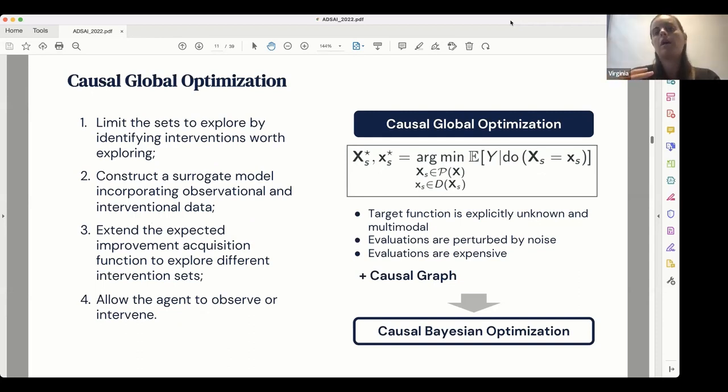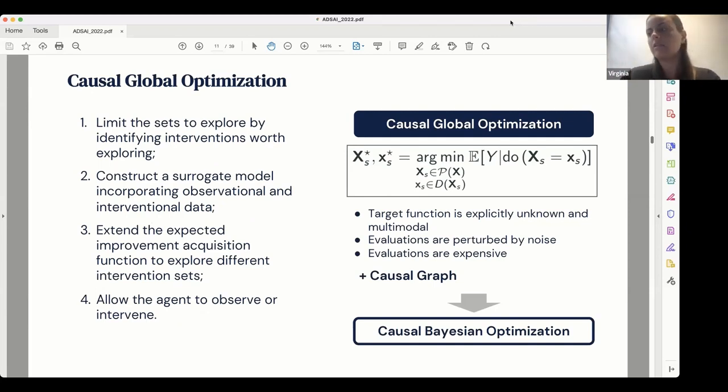So first of all, this power set of the manipulative nodes might be huge, and so we need to find a way to restrict the search space of the algorithm, and so also limit the type of interventions that we need to perform. We need to come up with a way to model the target function, possibly using all the data that we have, so observational data and interventional data.